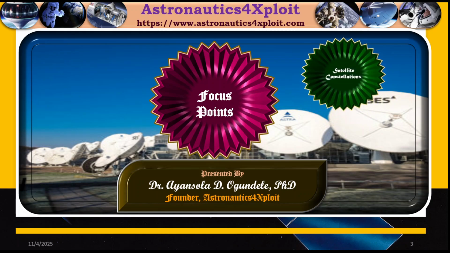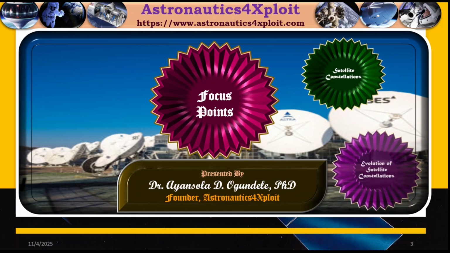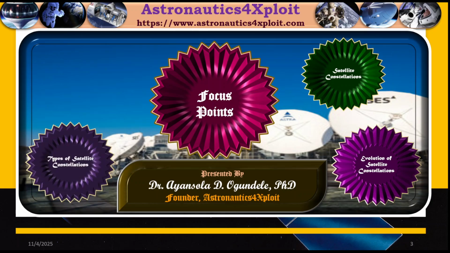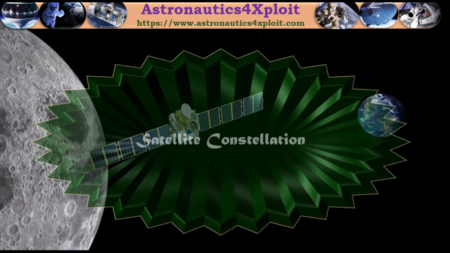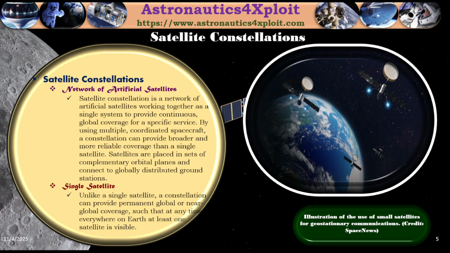The focus points are as follows: satellite constellations, evolution of satellite constellations, types of satellite constellations, and challenges of satellite constellations. A satellite constellation is a network of artificial satellites working together as a single system to provide continuous global coverage for a specific service. By using multiple coordinated spacecraft, a constellation can provide broader and more reliable coverage than a single satellite. Satellites are placed in sets of complementary orbital planes and connect to globally distributed ground stations.